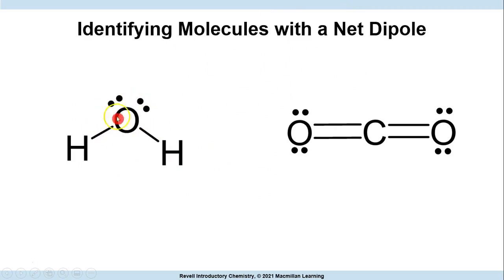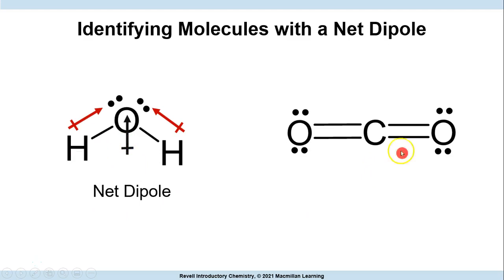Here for the water molecule, we know that oxygen is more electronegative than hydrogen, so the arrow will move towards oxygen in both bonds. So there is going to be a net dipole in water because everything is moving towards oxygen. So there's a net dipole.